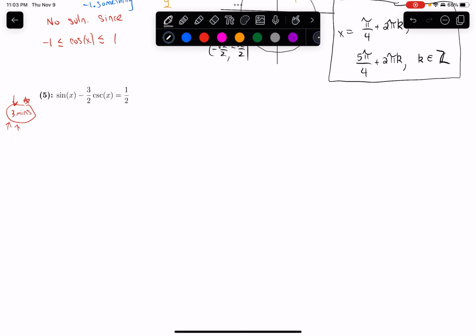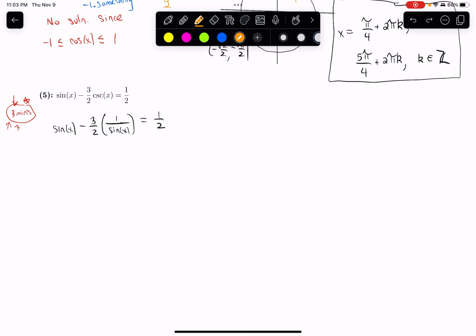Let's talk about it. So one of the things I'm going to notice is cosecant x is the reciprocal of sine x. So if I use that fact, I got sine x minus 3/2, and then cosecant x is the same thing as writing 1 over sine x. And this whole thing equals 1/2. Okay. And why that's nice is now instead of me seeing two different trig functions in the problem, I only see one trig function in the problem.